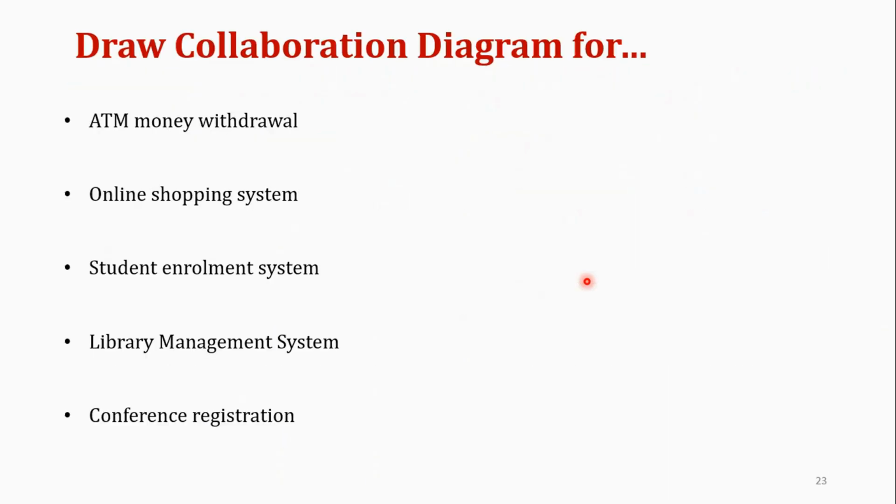You can also try to draw the collaboration diagram for ATM money withdrawal and online shopping. The library management system is given as part of the exam explanation, and you can try ATM money withdrawal, online shopping, etc. First, list all the classes, states, and activities happening. You can connect the objects with the messages, and if needed, check out the conditions. With that, we are finishing the collaboration diagram, the interaction diagram in UML.